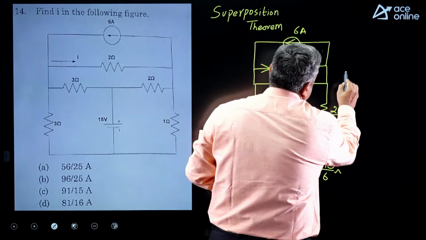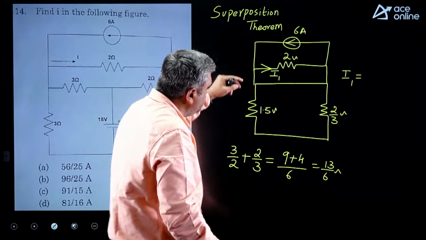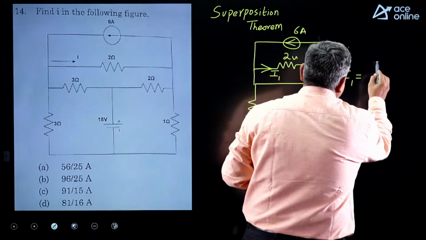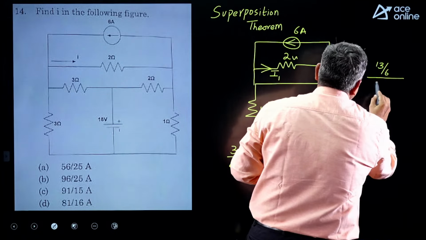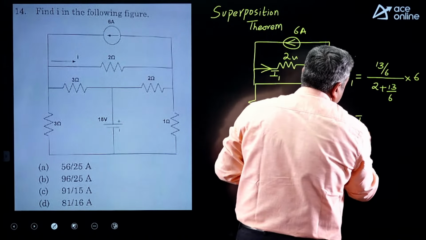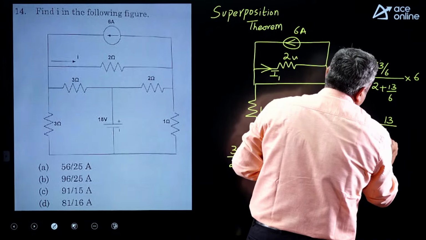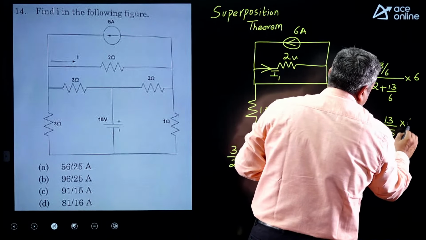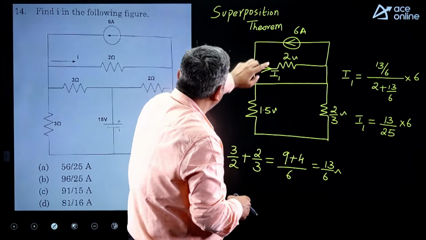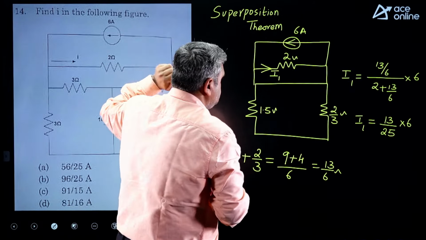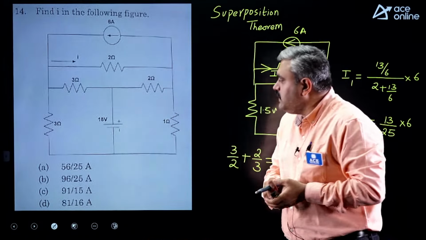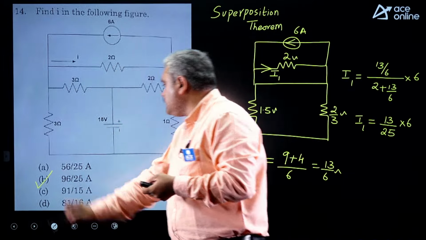If you directly apply the current division principle, what is the value of I1 you will get? 2 ohms and this 13 by 6 will come in parallel with each other. So the current flowing on 2 ohms will be 13 by 6 divided by 2 plus 13 by 6, multiplied by the total current, which is 6 amps. You can express this as 13 divided by 25, that is 12 plus 13, into 6. This will be the current flowing on the 2 ohms resistor only because of the current source. Similarly, if you apply only the voltage source, that means you make the 6 amps current source an open circuit, then the answer you will get is 96 by 25 amps.